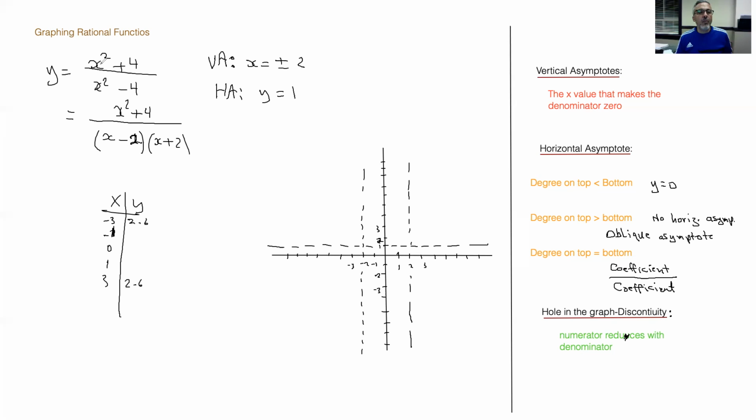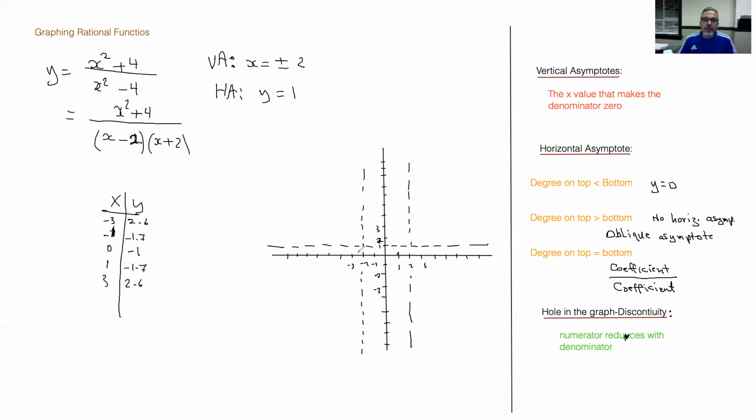I'm going to put in negative 1, so that's 1 plus 4 is 5, and 1 minus 4 is negative 3, so 5 over negative 3 is about negative 1.7. If I put in 0, I'm going to get negative 1. And if I put in 1, I'm going to get the same thing as when I plug in negative 1, so negative 1.7. These points are enough to basically graph all of this.